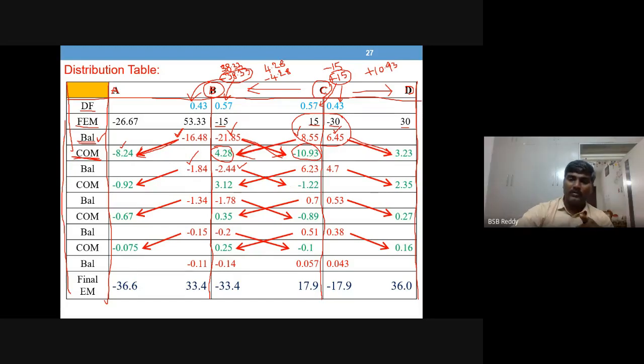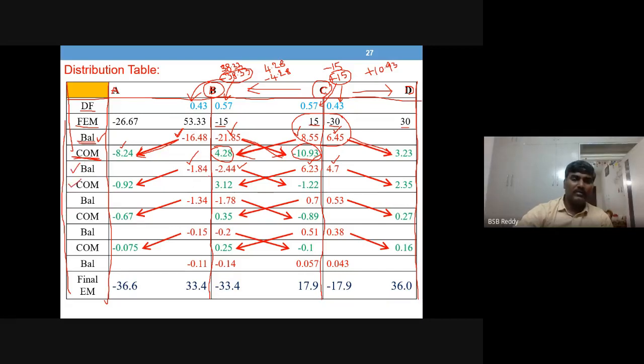10.93 into 0.57, you write it here. 10.93 into 0.43, write it here. So you have to distribute the two members joining at C. Again, you have applied some moment values at B, so you have to carry them to the far ends. Repetition. So balancing is done.